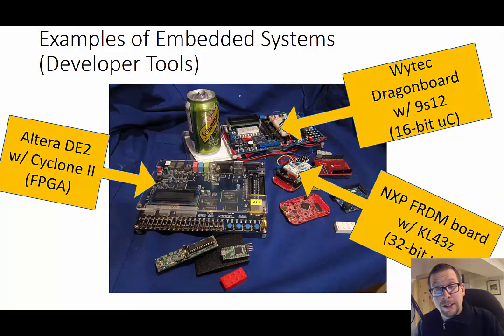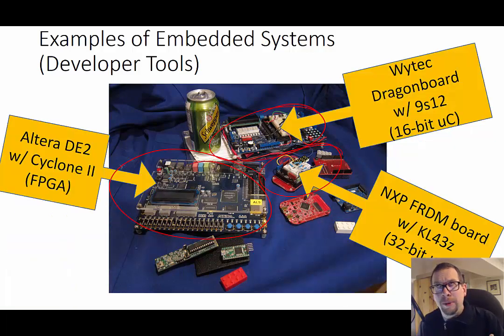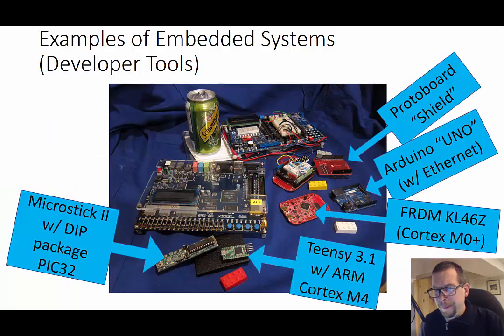In EECS3215, we use FPGA boards. We use S12 or 9S12 boards like the Dragon board, and we use 32-bit microprocessor boards like the KL43Z from NXP. These are all example development boards. They're not something that you would typically want to sell to a customer after you've worked with it, but one that you would want to use as you're developing a system yourself. Get you up and ready really quickly.